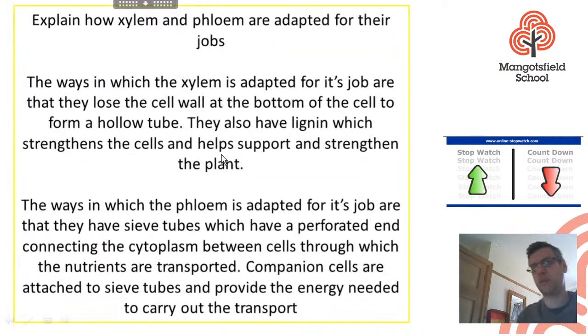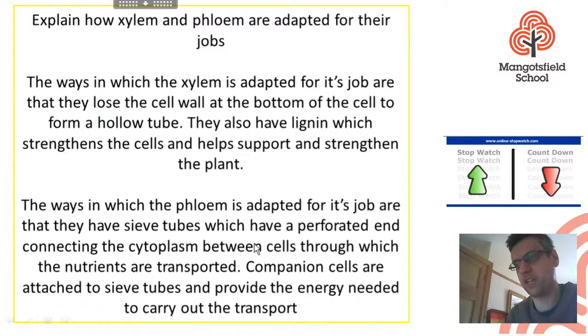Right, how are they adapted for their jobs? The xylem is adapted because they lose the cell wall at the bottom of the cell to form a hollow tube. They also have lignin, there's the spelling in there, which strengthens the cell and helps support and strengthen the plant. Plants don't have a skeleton like us, so the only thing keeping their shape strong is the cell walls, which are made of cellulose, and the xylem helps to have that strong hollow tube inside the stem, helps to keep its shape.